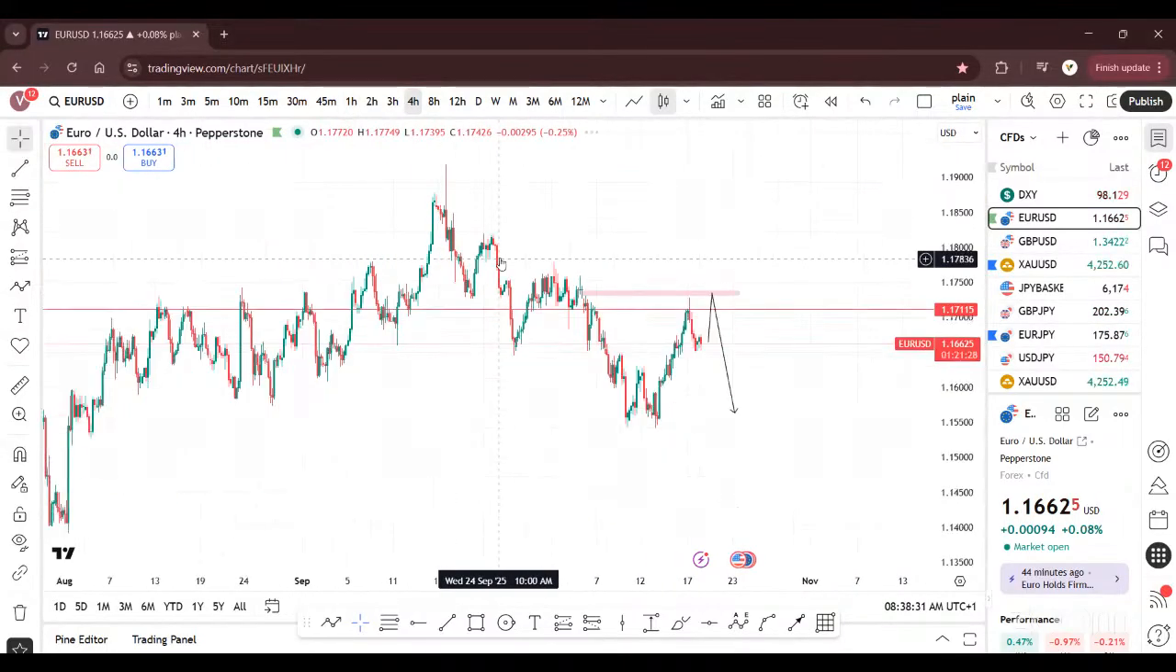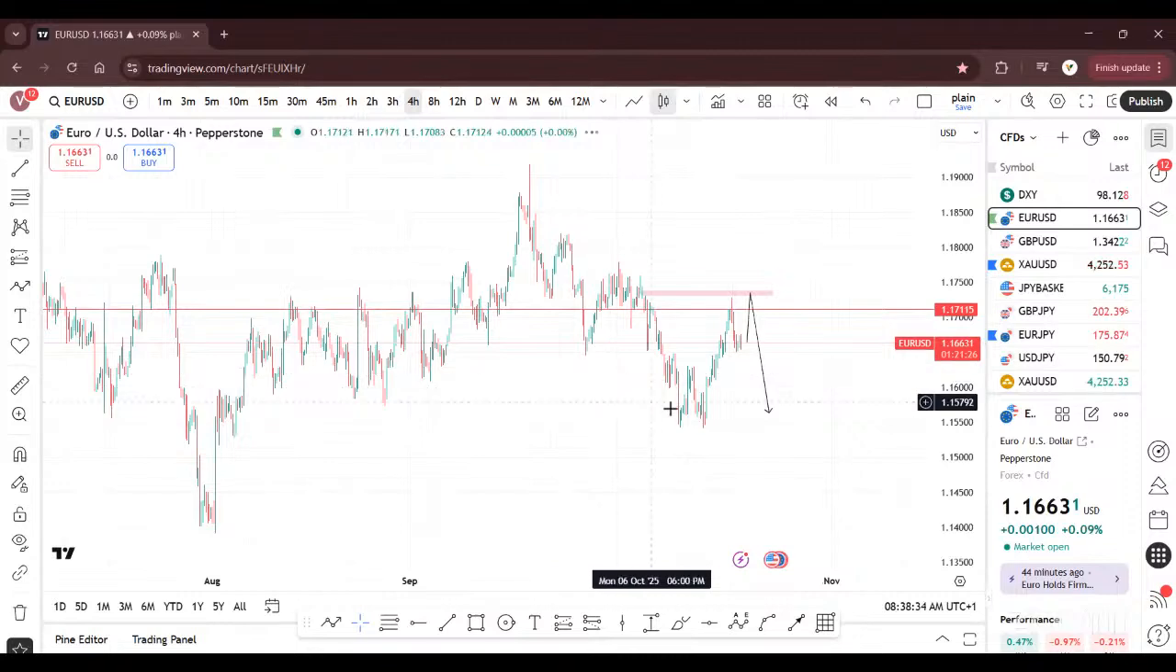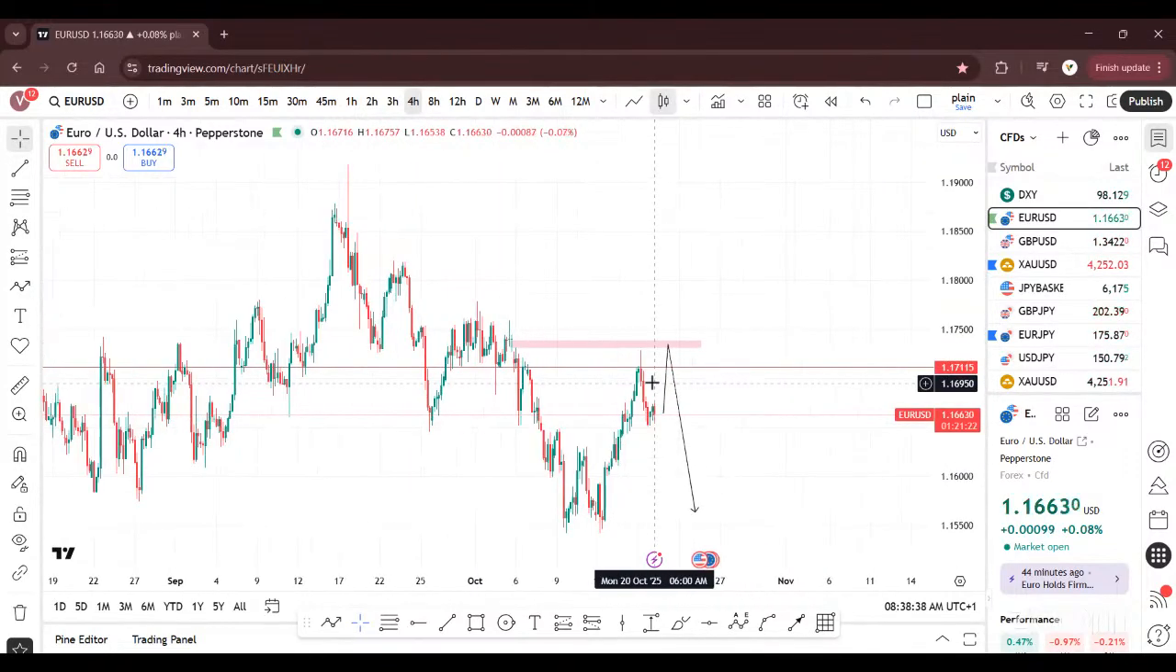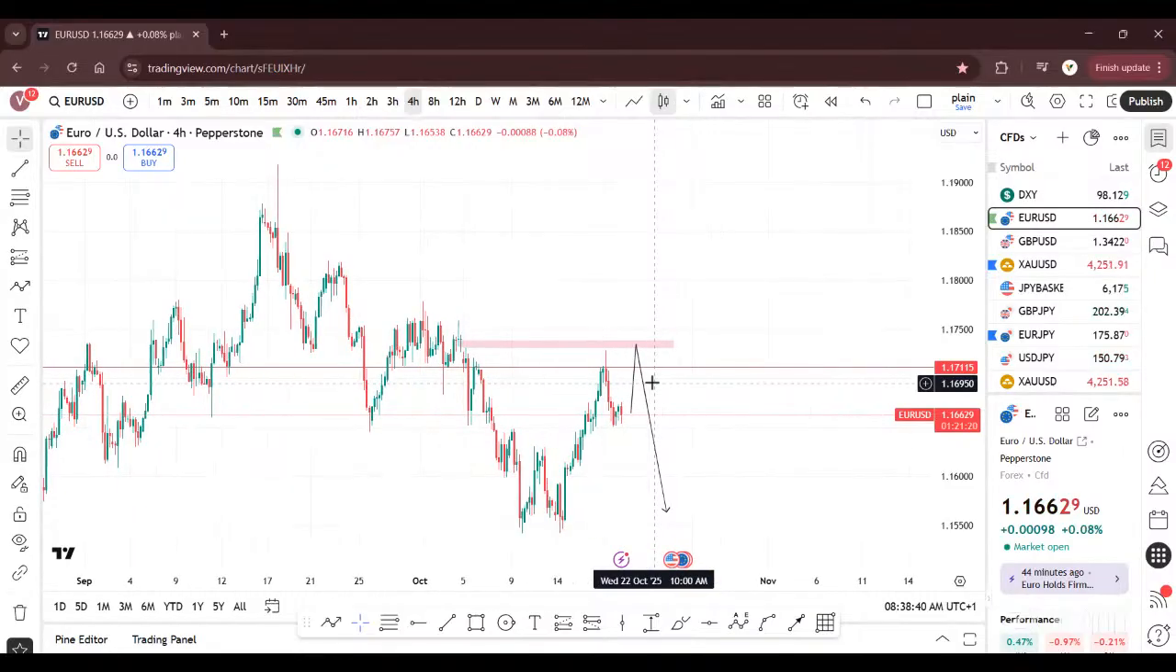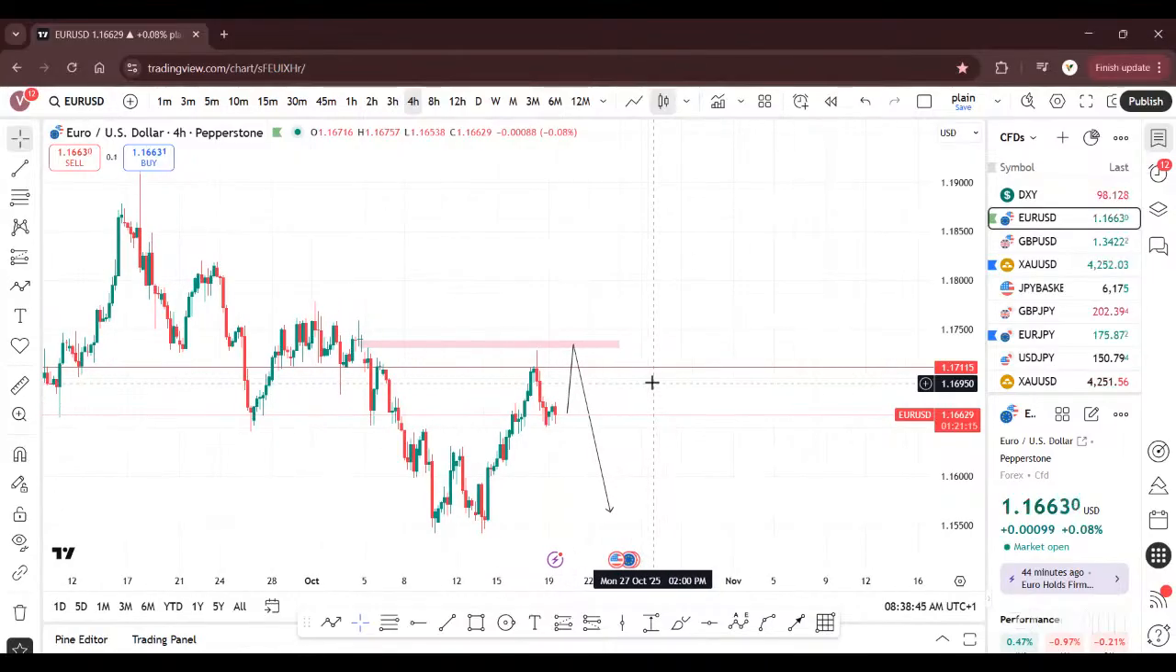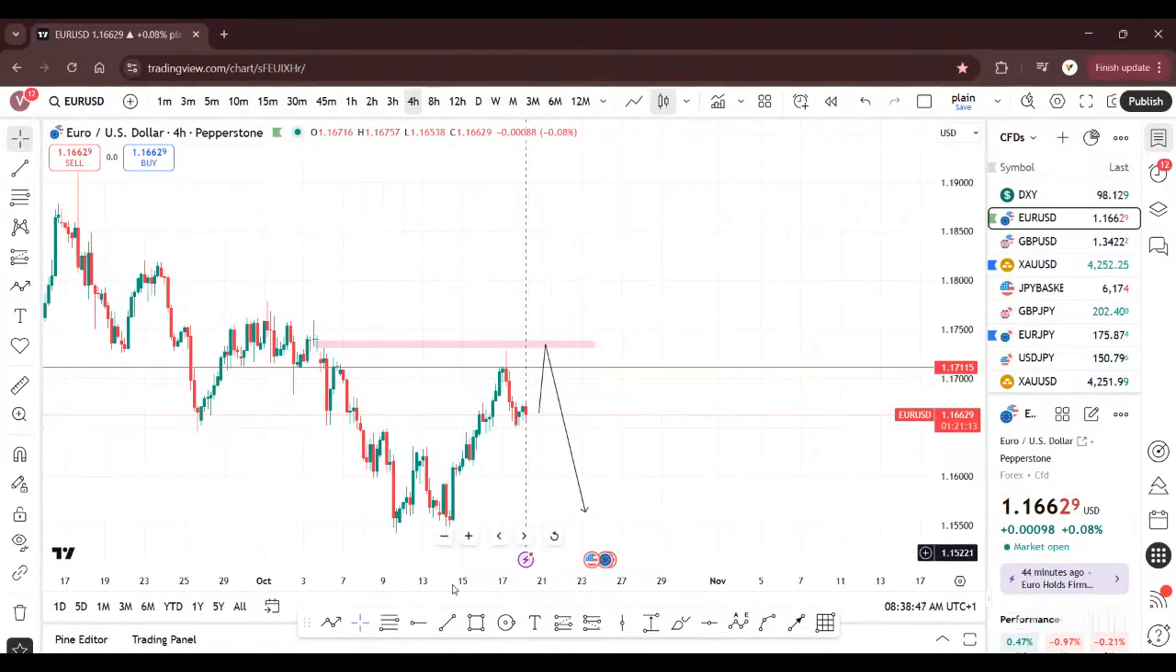So I want to see how Euro USD is going to play out around this level. We're looking forward to seeing how that plays out towards the end of the day. So for me, overall, I'm expecting a buy on Euro USD. I don't expect it to trade all the way downwards, except we see something like this. Let me show you something.